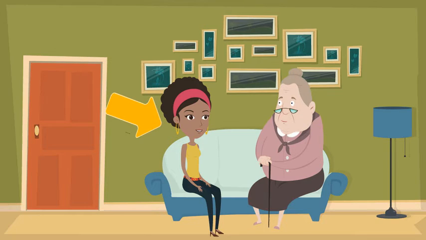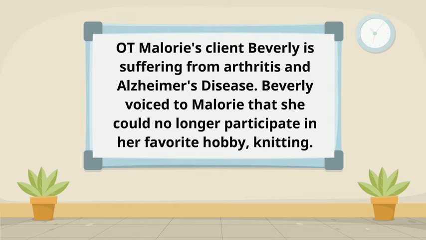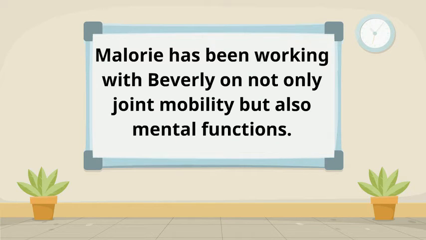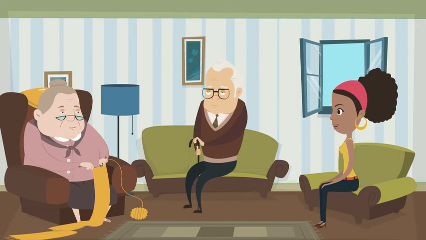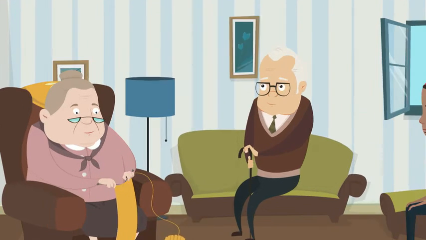Next up, we have occupational therapist Mallory and her client Beverly. Occupational therapist Mallory's client, Beverly, is suffering from arthritis and Alzheimer's. Beverly voiced to Mallory that she could no longer participate in her favorite hobby, knitting. Mallory has been working with Beverly on not only joint mobility, but also mental functions. Today, Beverly is doing great, knitting a sweatshirt for her granddaughter.